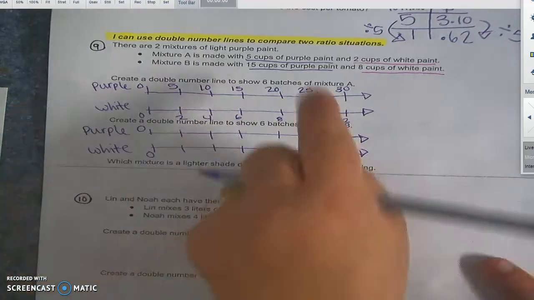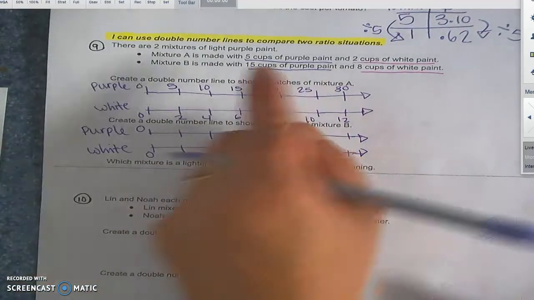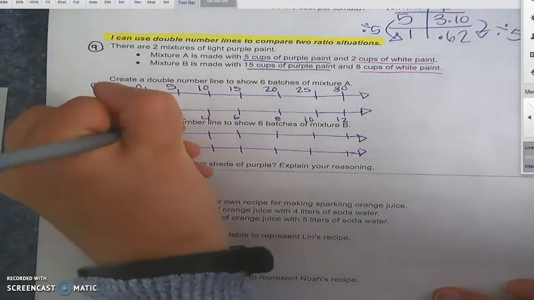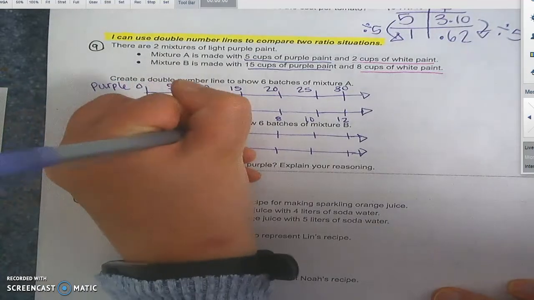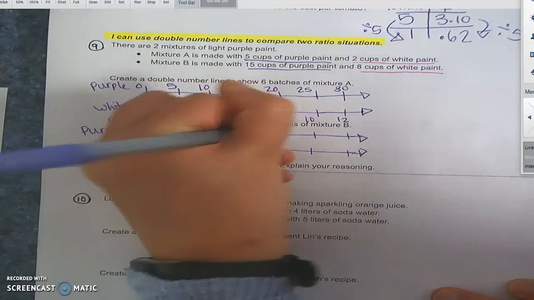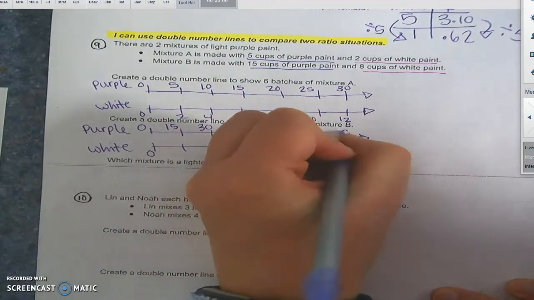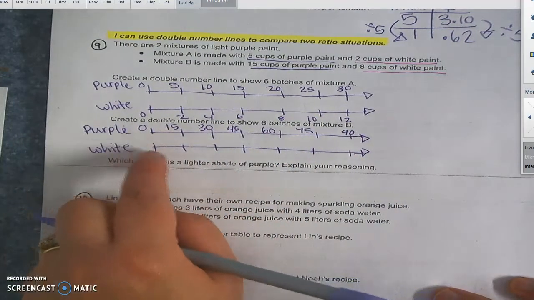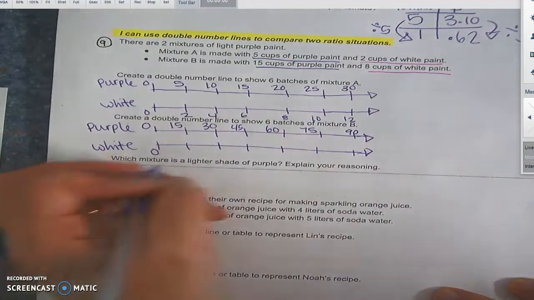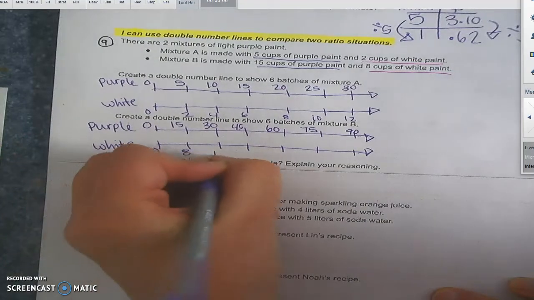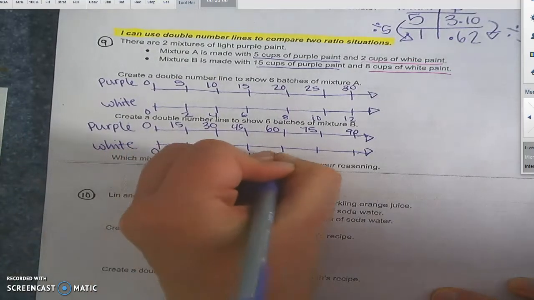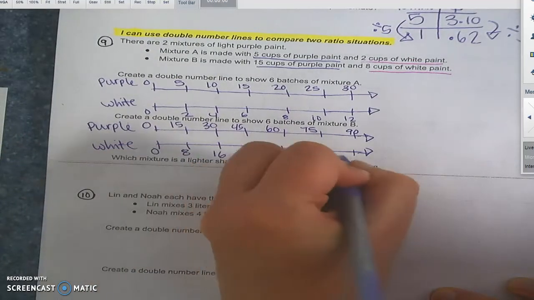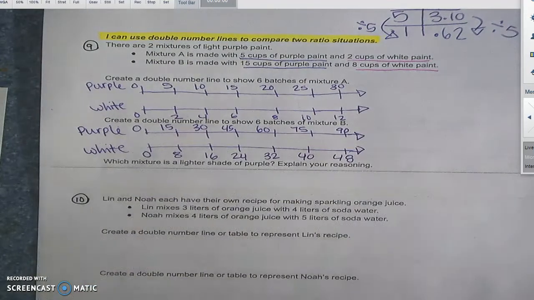They both start at 0. This time it's 15 cups of purple, so I need to count by 15s. And here it was 8 cups of white, so I need to be counting by 8s. Okay, so then it says which mixture is a lighter shade of purple.